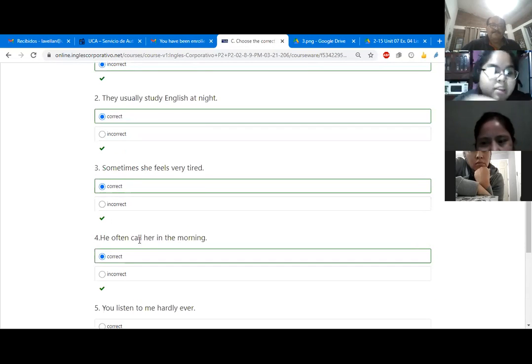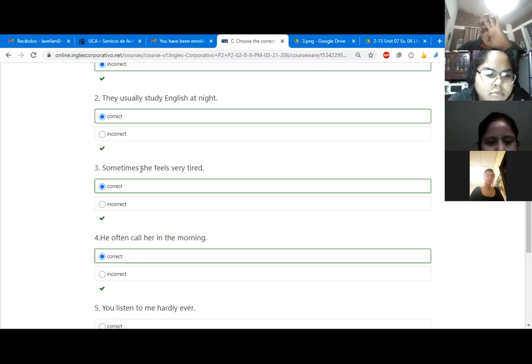Yes. With the sentence 3, I confused because I choose incorrect, but when checked, I see it is correct. Why is correct? No, this is what I was explaining. Esto es lo que estábamos viendo, que les expliqué con la posición de los adverbs of frequency. All of them are between, van entre el sujeto y el verbo, right?